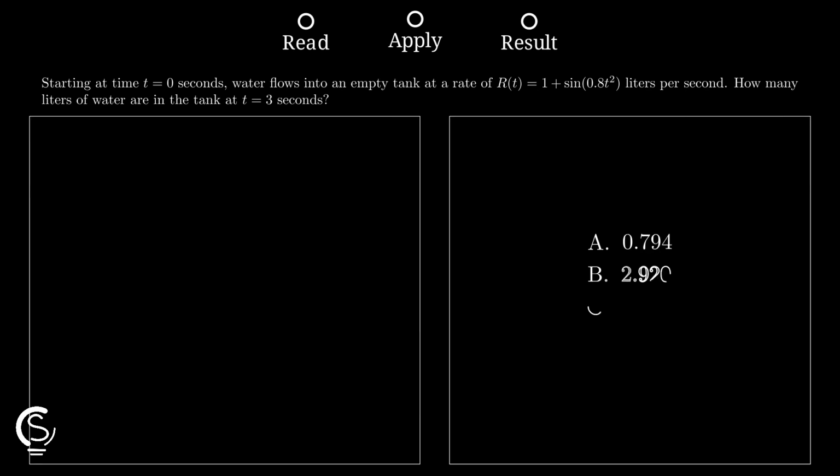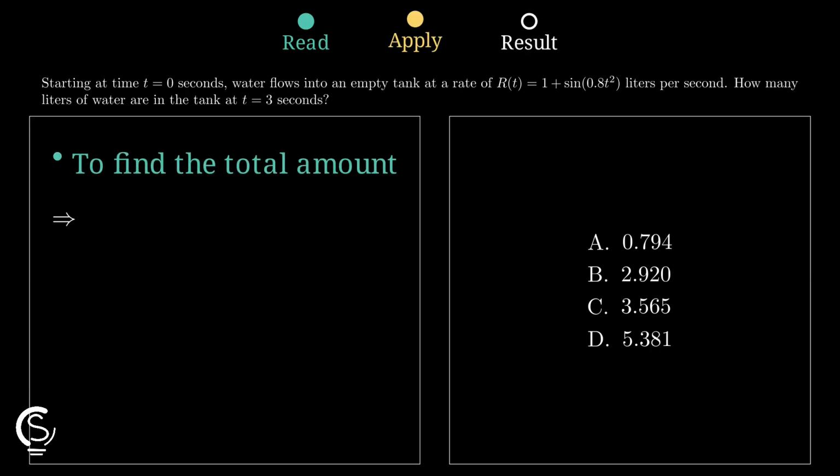To find the total amount of water at 3 seconds, integrate the inflow rate from 0 to 3, because liters per second accumulated over time gives total liters. Since the tank starts empty, there's no initial amount to add, so the water in the tank is exactly the integral of 1 plus sine of 0.8 t squared.